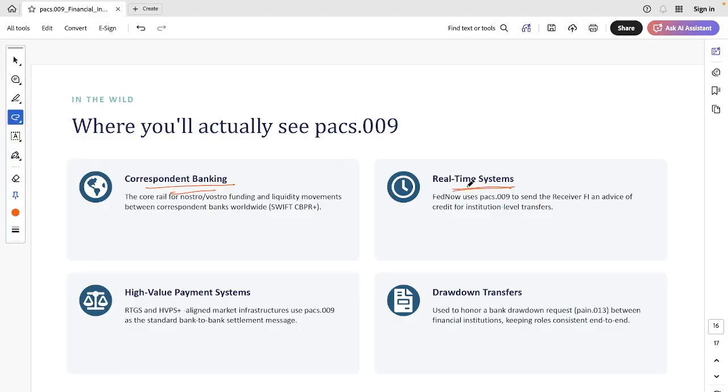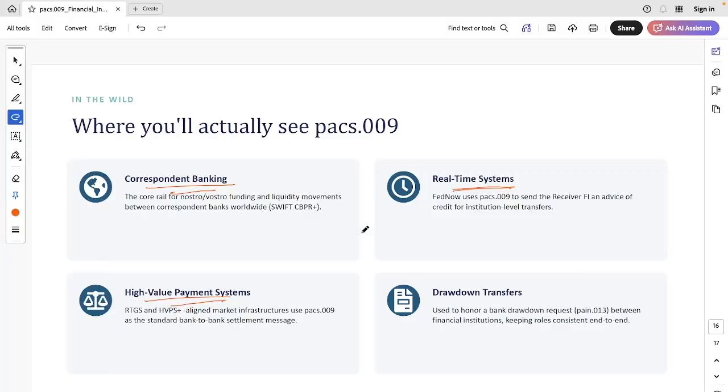The second is the real-time payment system. Sometimes real-time systems may use pacs.009 for institution-level transfer or advice of credit between financial institutions. In such systems, pacs.009 can be part of the bank-to-bank settlement or notification. The third is high value payment systems. RTGS and SWIFT-aligned market infrastructures use ISO 20022 messages for high value payments. In this environment, pacs.009 is important for FI to FI settlement messages. For example, if one bank needs to settle funds with another bank through a high value payment system, pacs.009 may be part of that messaging framework.